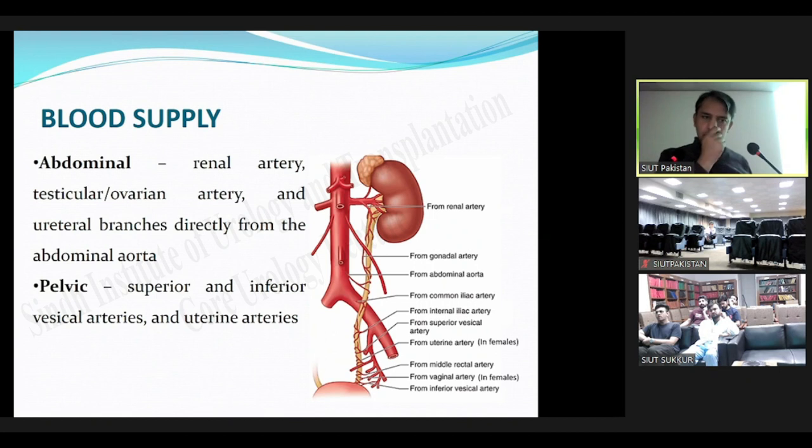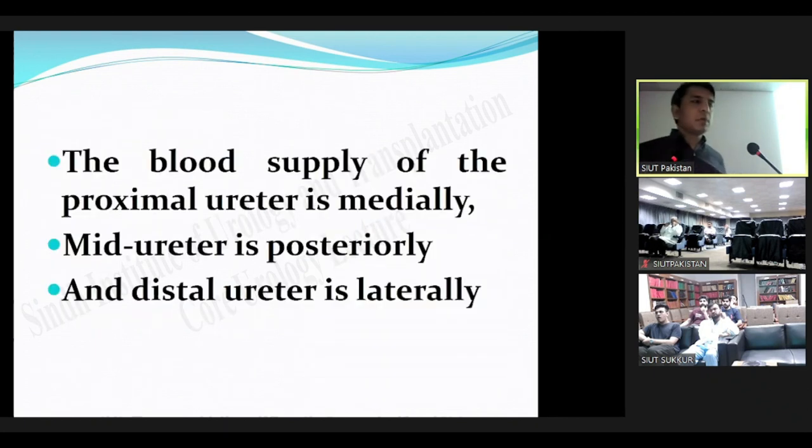In what orientation? This longitudinal orientation. This is why it is very feasible and easy to mobilize the ureter along any part of its whole length, away from the surrounding viscera, without damaging the adventitia. If there is damage to the adventitia, that may later cause damage to the affected part of the ureter. So, as already mentioned, the blood supply of the proximal ureter is medial, the mid ureter is posterior, and the distal ureter is lateral, and this is surgically important.